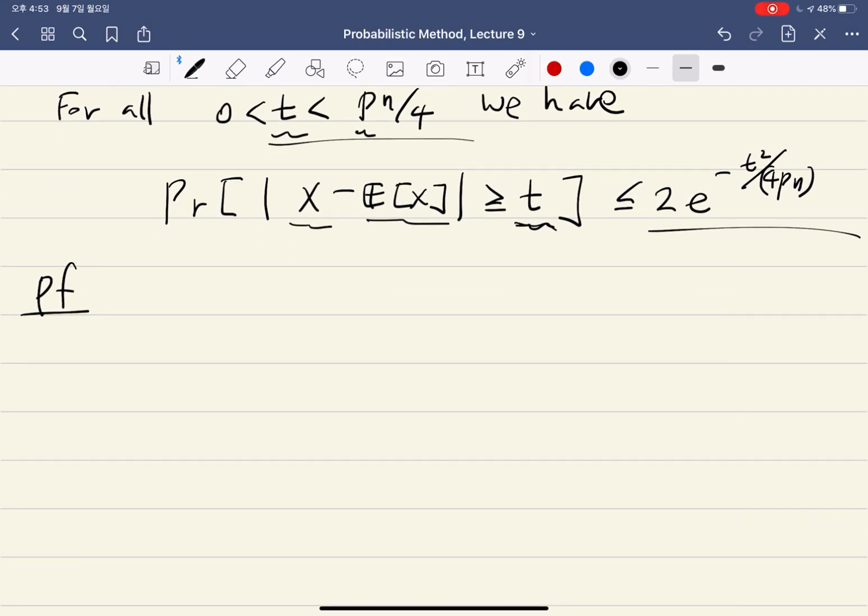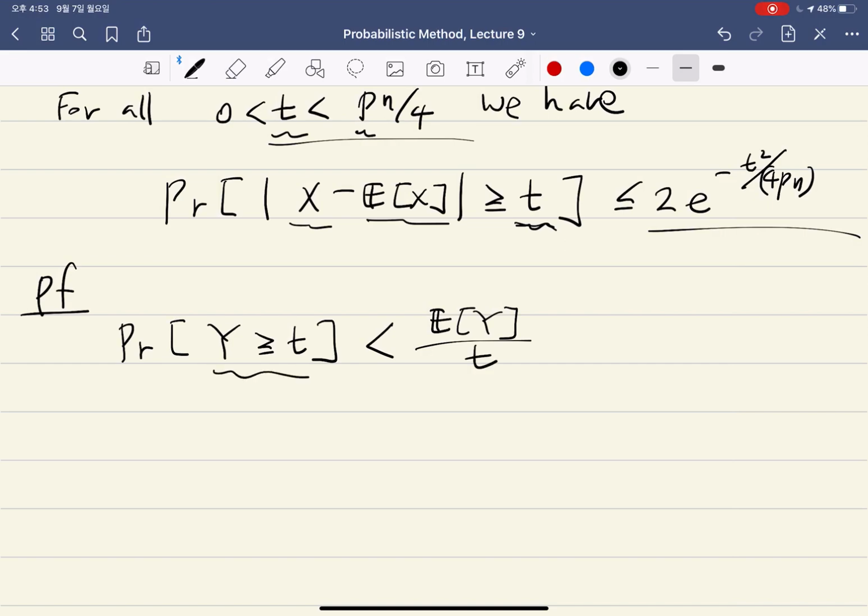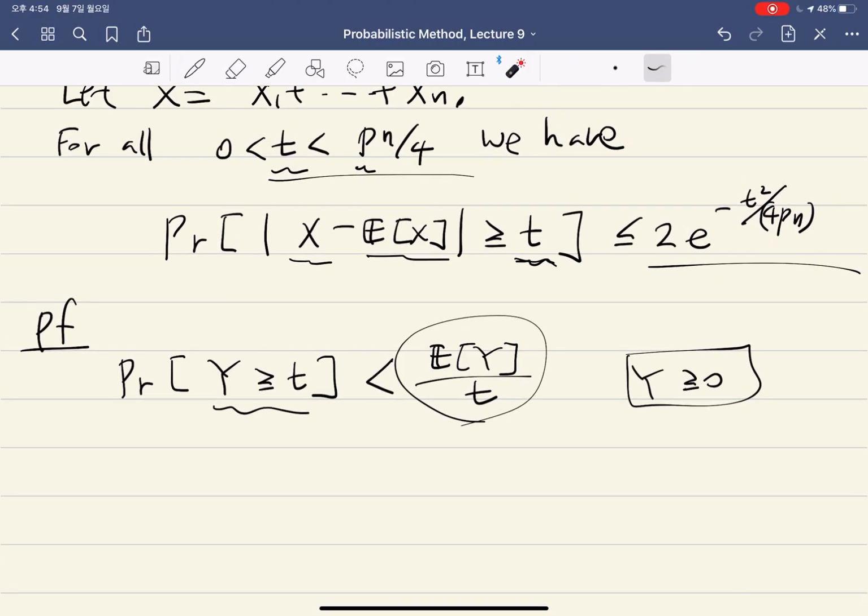Anyway, so now we want to prove it. And roughly how we want to prove it is using the Markov inequality. Let's say we have some random variable y. Then we can bound the probability that y is quite far away, at least t, by the expectation of y over t, when y is a non-negative random variable. However, this is not strong enough. We want to find an exponential upper bound.